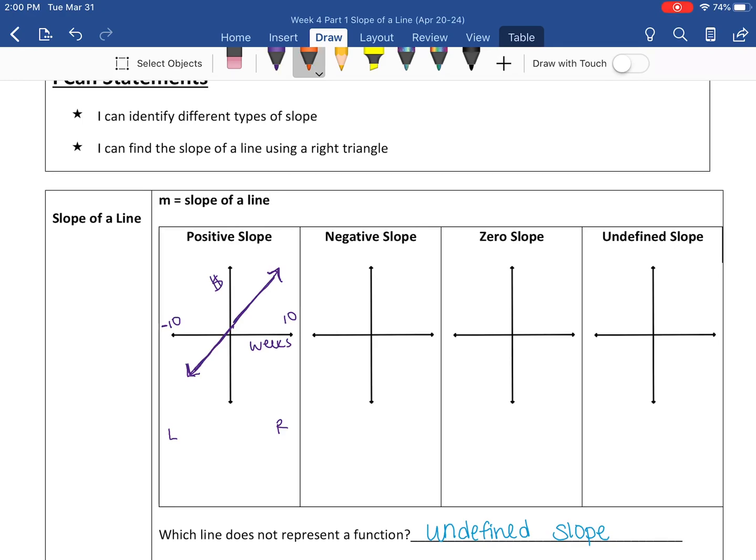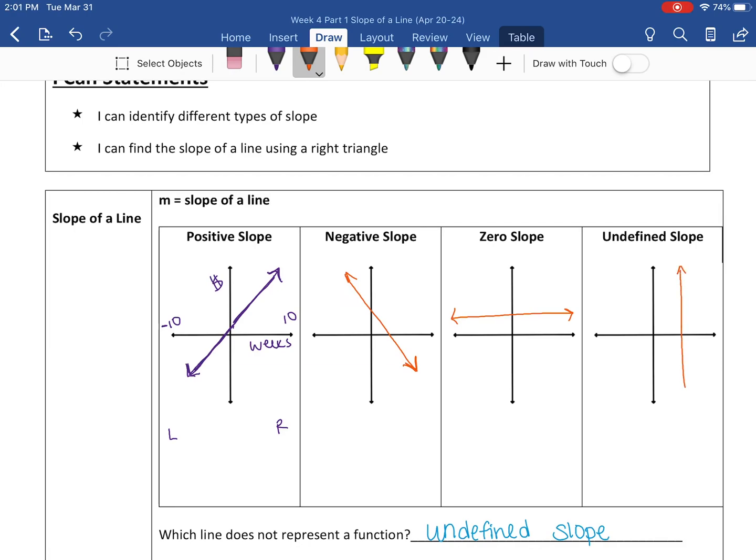A negative slope is the opposite. So a negative slope is when it's decreasing. So I start with a lot of money, but as time goes on, I start losing money. Zero slope is when it's just a straight line, so it's just flat. It's not changing at all, it's just a constant rate. So if I didn't take any money out or put any money into my bank account, it would have a zero slope because it's not changing at all.